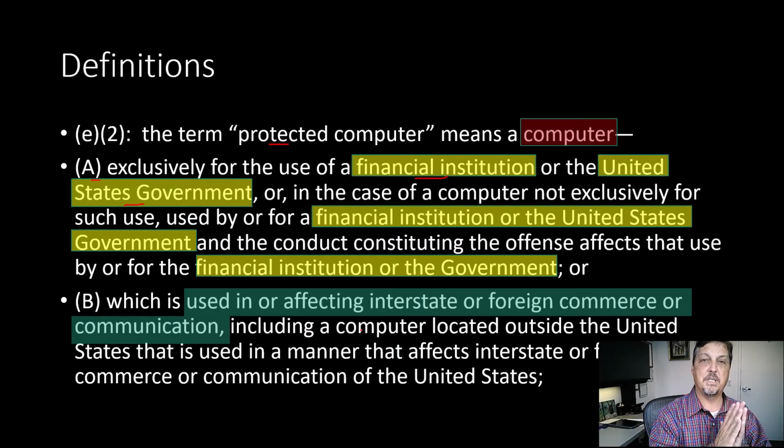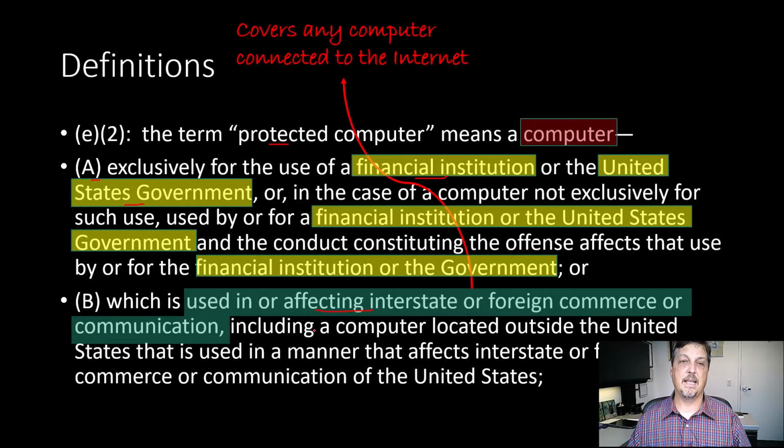But the U.S. government does specifically have the power, the U.S. Congress specifically has the power to regulate interstate commerce, that is, commerce that flows between the states. And so this means that any computer that involves activity, commercial activity that's flowing in between and among the states of the United States can be covered. Today, really, that means any computer connected to the internet.